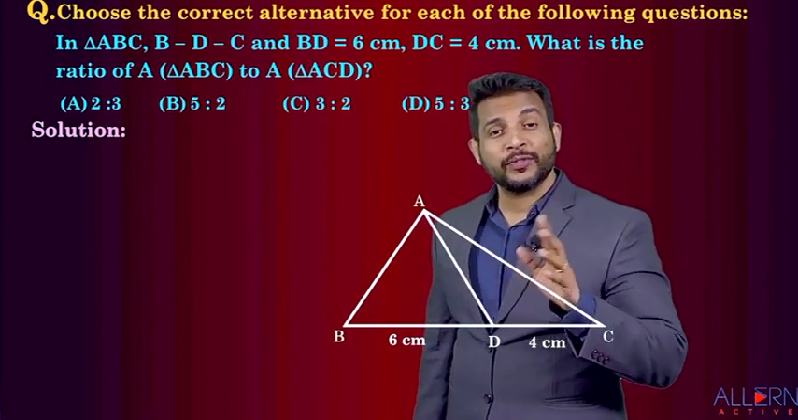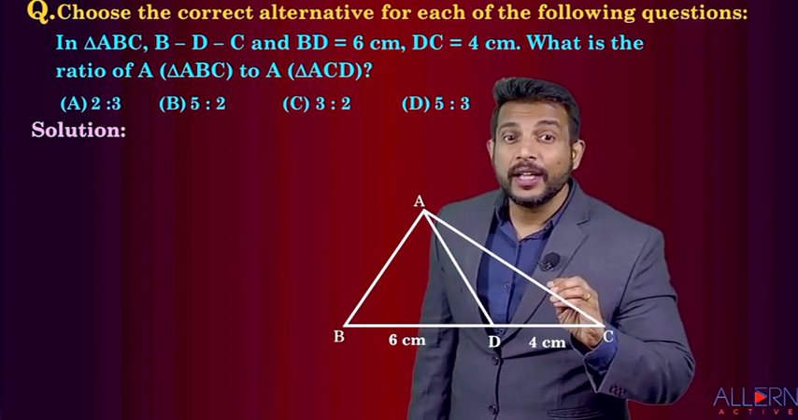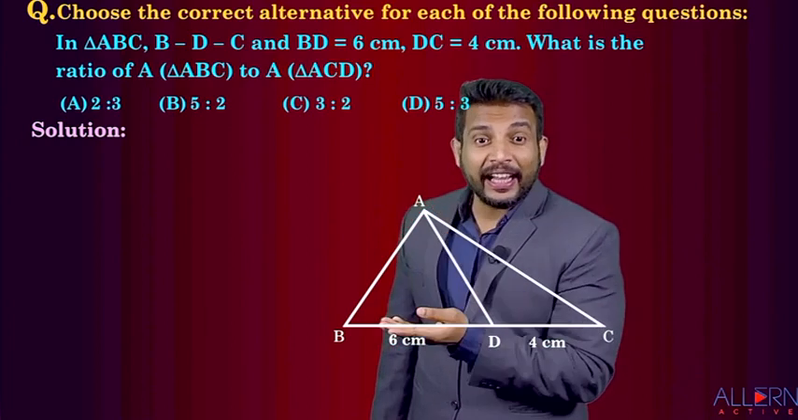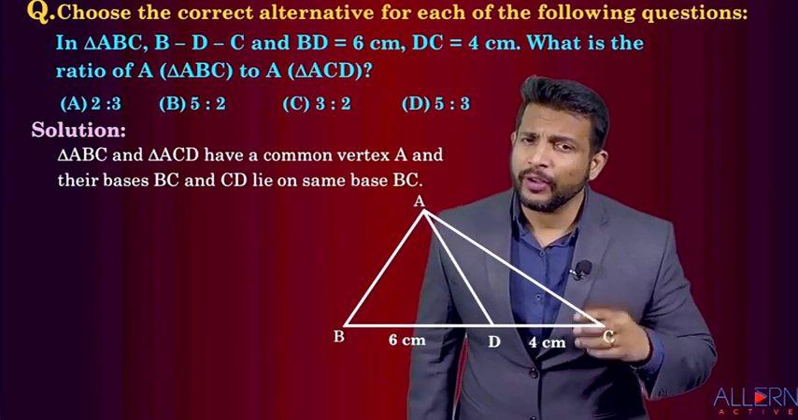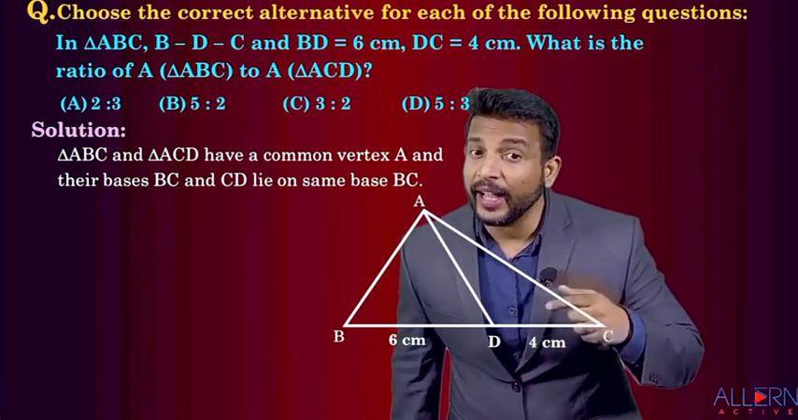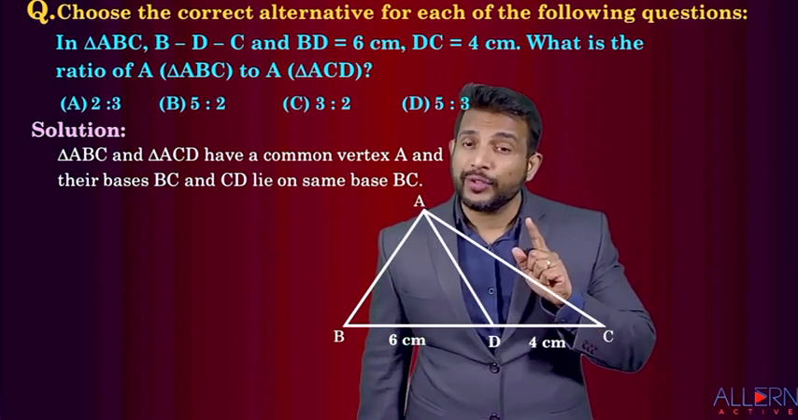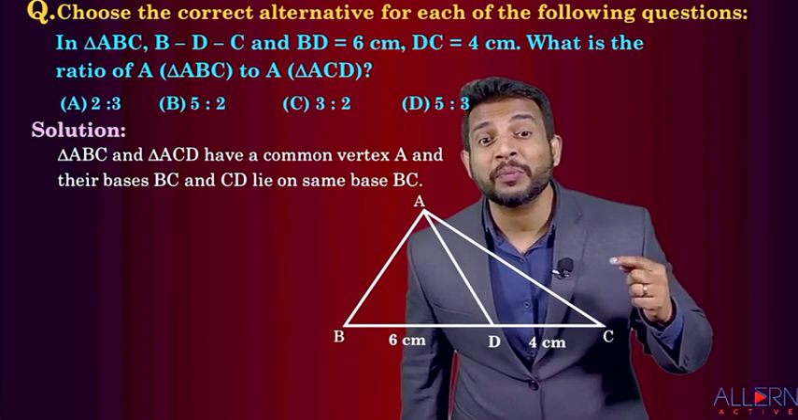Now, why am I saying this? Here we are talking about areas of these two triangles. And if you look at these two triangles, triangle ABC and triangle ACD, they will have equal height. You know why? Because they have a common vertex, and their bases are on the same line. So we write that statement. Triangles have a common vertex, they're based on the same line, therefore the heights are equal. Do write that. And therefore we say that the ratio of the areas of these two triangles will be equal to the ratio of their corresponding bases.